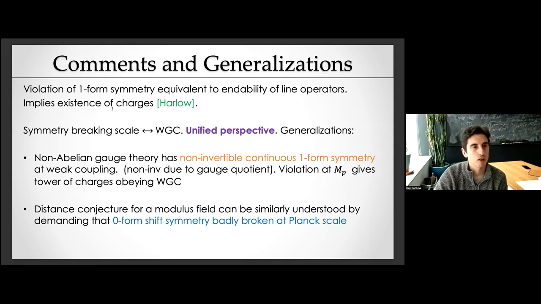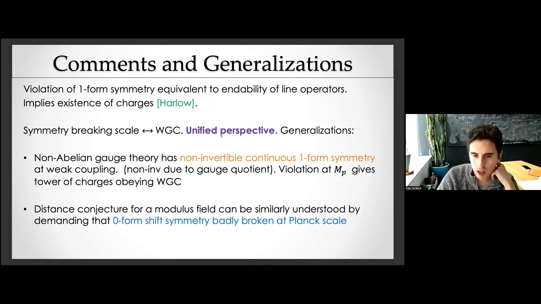So of course the violation of one-form symmetry is equivalent to the endability of line operators. And this implies the existence of charges. This is very similar to a point of view on the weak gravity conjecture advocated by Harlow. But here we're focused on the symmetry breaking scale. And we've seen that saying that the scale is less than or equal to M Planck gives us a unified perspective on these conjectures, at least the two that I've mentioned. Now, of course, the paper has more. It's a half hour talk, so I can't tell you all of it, but let me tell you two generalizations.